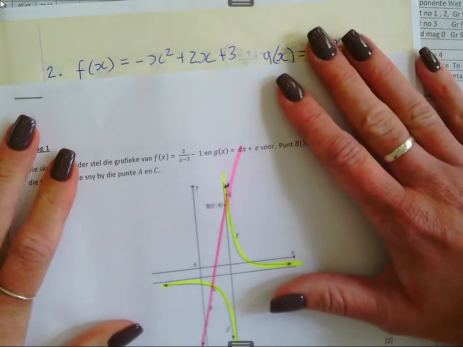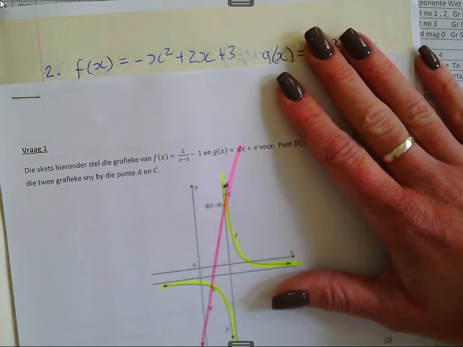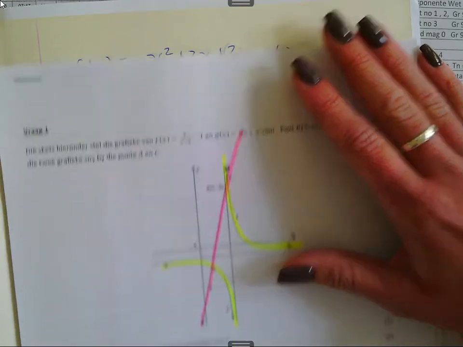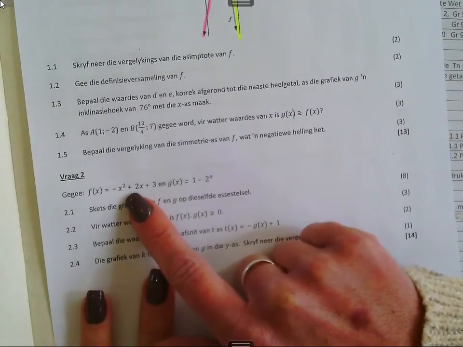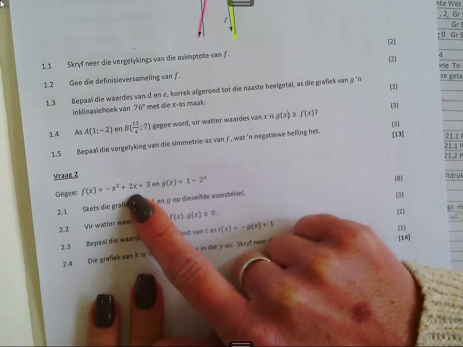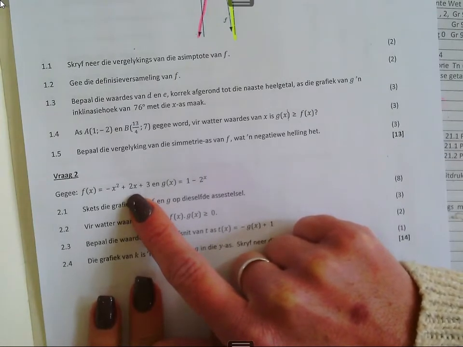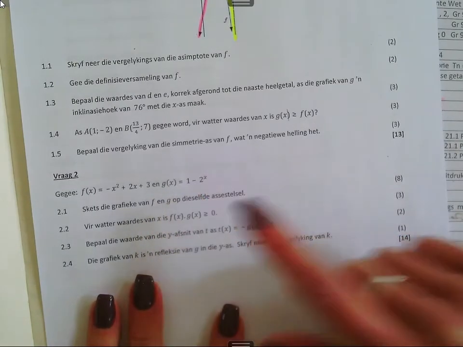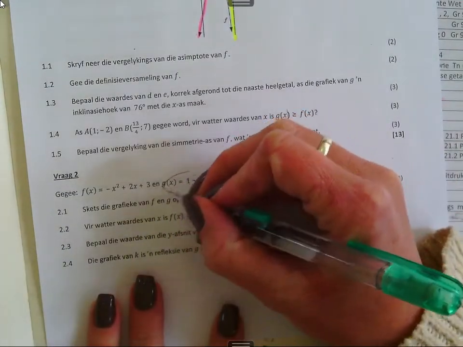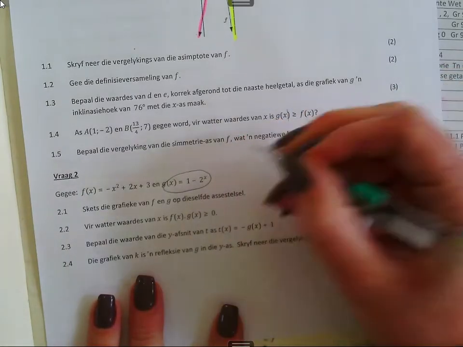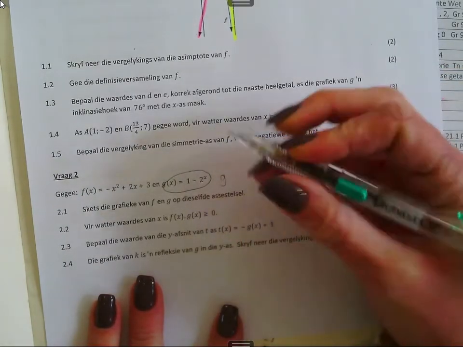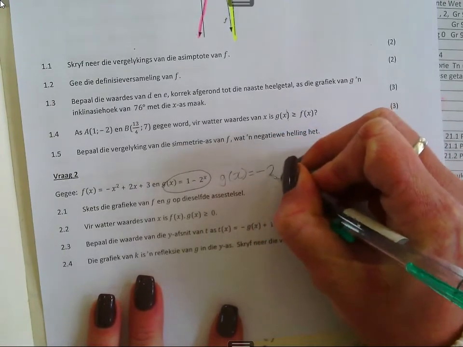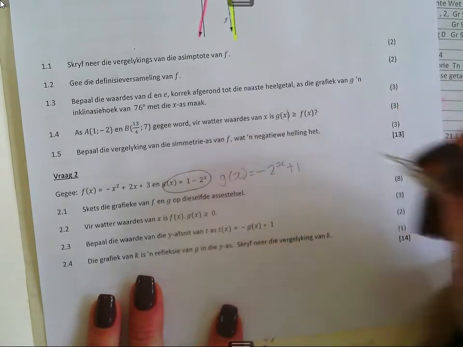The next one was the graphs of f and g that you had to draw on the same set of axes. Now, the first one, f, is a quadratic function. Its other name is a parabola. G is an exponential function that is not in standard form. If it was in standard form, it would look like this: g of x equal to negative 2 to the power of x plus 1.